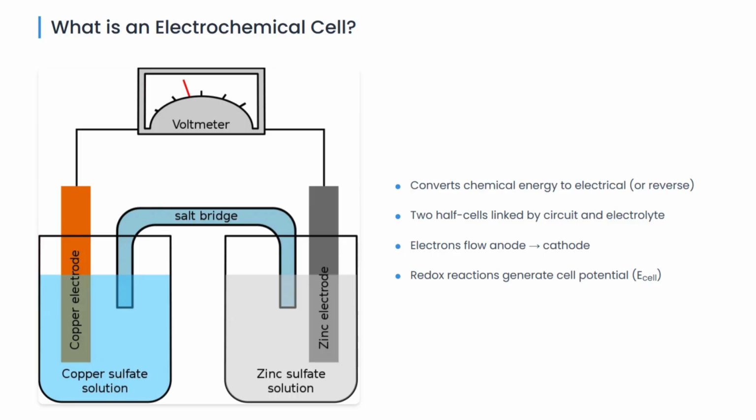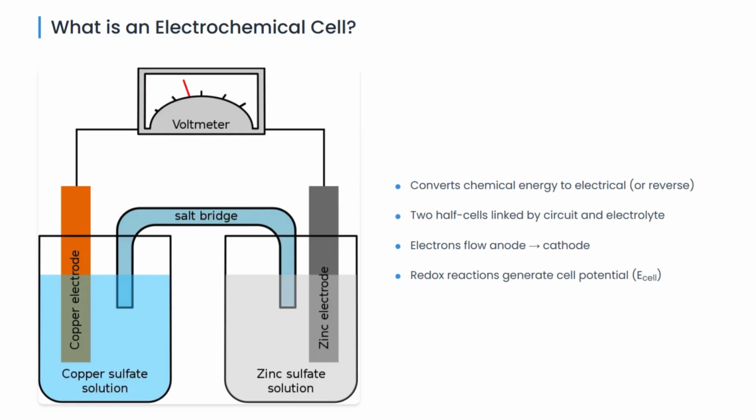An electrochemical cell converts chemical energy into electrical energy, or sometimes the reverse. It consists of two half cells linked by an electrical circuit and an electrolyte. You'll see electrons flow from the anode to the cathode. This flow is driven by redox reactions which generate what we call the cell potential, symbolized as E cell.